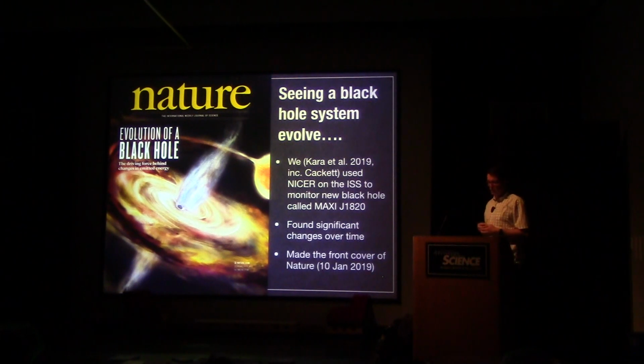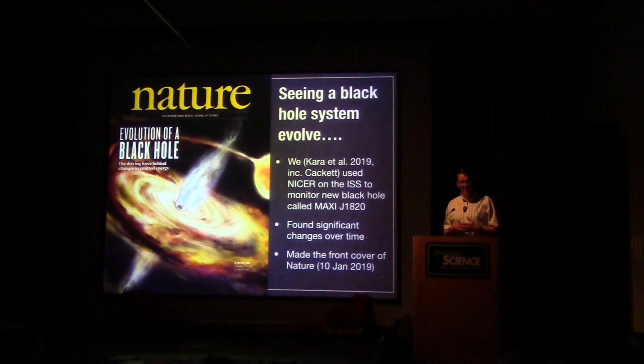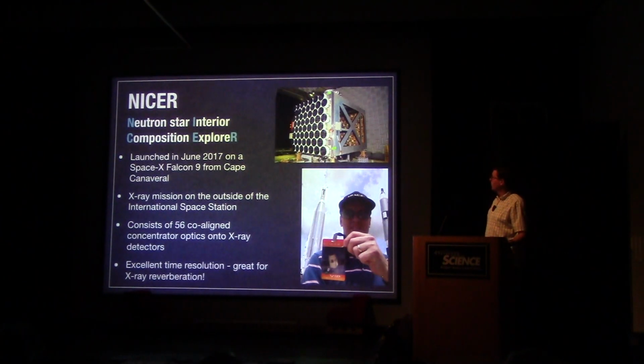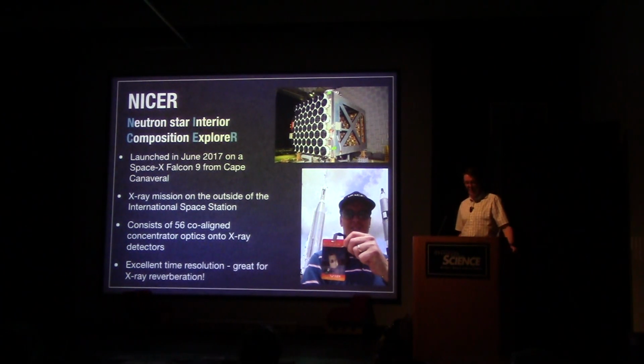This black hole is called MAXI J1820, and we use this same X-ray reverberation technique to measure time delays. And instead of measuring time delays of the order of thousands of seconds, we're now measuring time delays of the order of milliseconds, because this object is something like 1 million times less massive. So this made it onto the front cover of Nature, and this was using data from a relatively new mission called NICER. NICER is an X-ray mission that sits on the outside of the International Space Station. NICER stands for the Neutron Star Interior Composition Explorer.